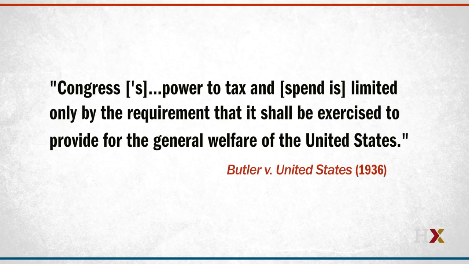Though it received less attention at the time, the Supreme Court in the 1930s established another key precedent. The issue was whether congressional taxing and spending was restricted to programs related to Congress's listed and implied powers, such as military spending. Could it also tax and spend in policy areas far removed from the granted and implied powers? In Butler v. United States, the Supreme Court held that Congress had that authority. The court said that Congress's power to tax and spend is limited only by the requirement that it shall be exercised to provide for the general welfare of the United States. That was a broad grant of power.